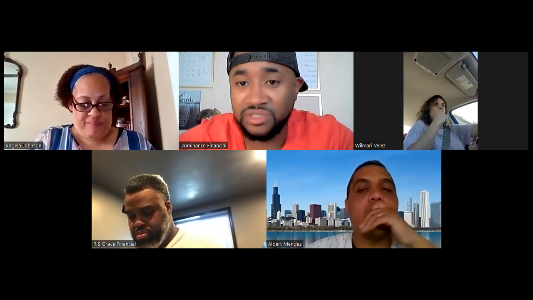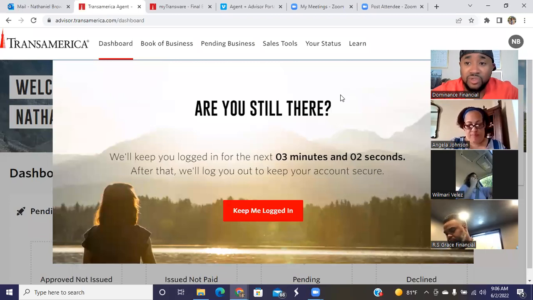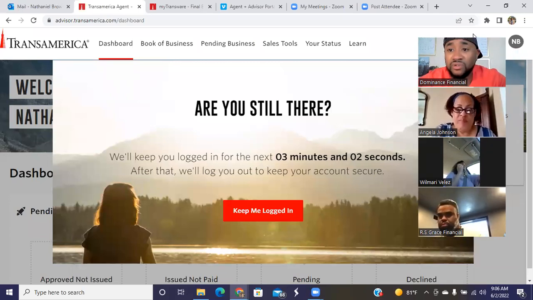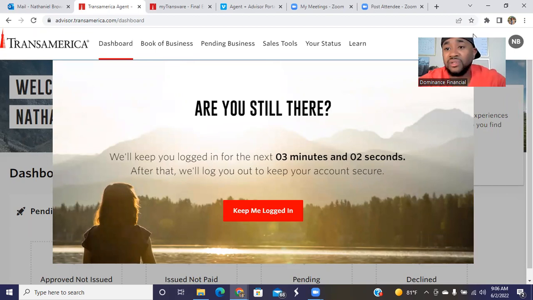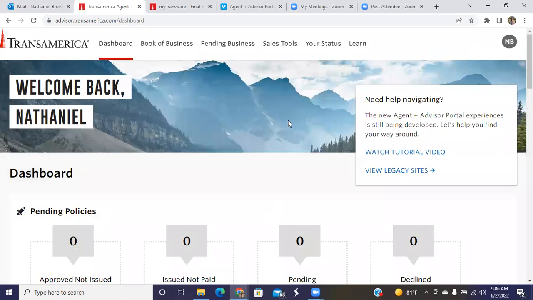So I'm going to share my screen, and we're going to go right into Transamerica. Once you get set up, you're going to have to do, of course, an agent login. I'm minimizing the camera, so if somebody says something, just unmute yourself and speak, because I can't see if you raise a hand or anything like that.